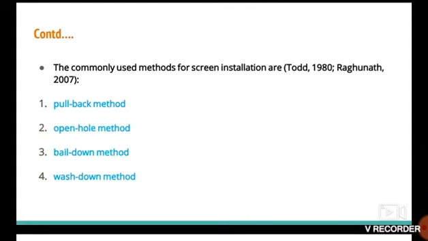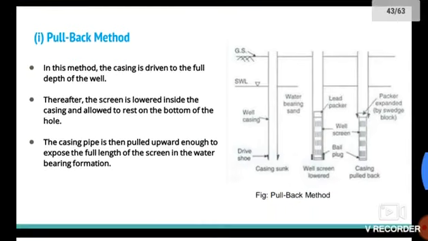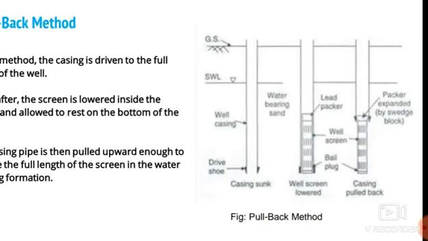There are many methods for installing this well screen: pull back method, open hole method, bail down method, wash down method. All these methods you may have studied in the second chapter itself. Anyway, I'll explain this. Pull back method, first one. You can just see the figure. First, we have to dig a hole. We have to put the casing up to a maximum depth.